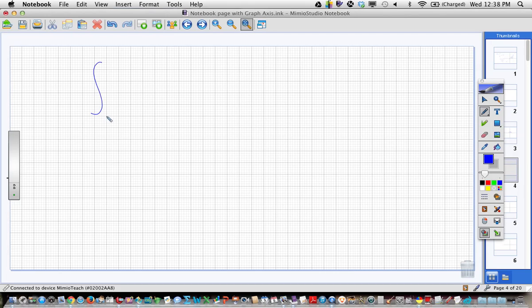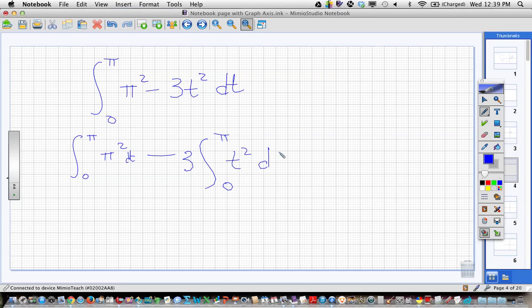So we have the integral from 0 to pi of pi squared minus 3t squared dt. Now, if you want to make those t's x's, I don't care, that's fine. But what we want to do is split this. So this is the integral from 0 to pi of pi squared dt, minus the integral from 0 to pi of 3t squared dt. Now, what can I do with that 3? I can kick it out front, and so this would be 3 times the integral of t squared dt.